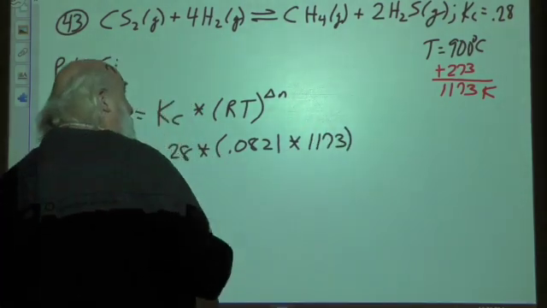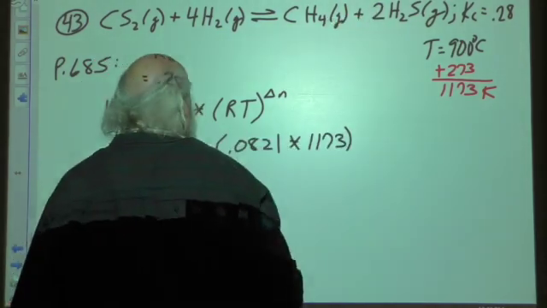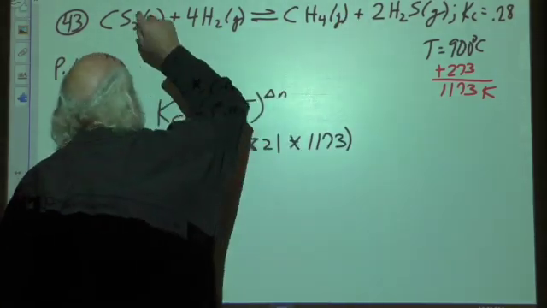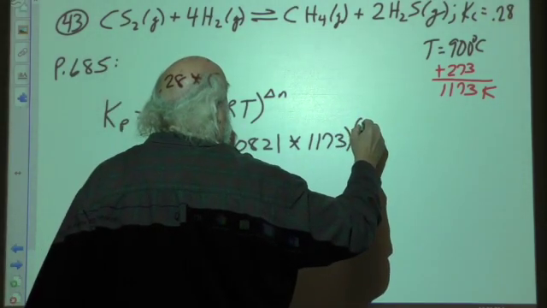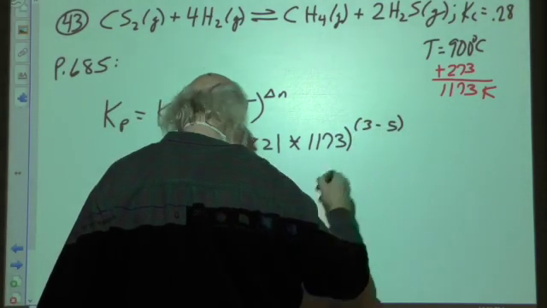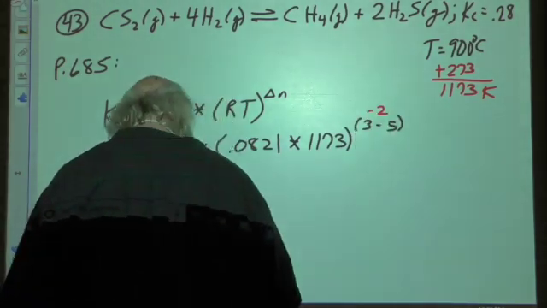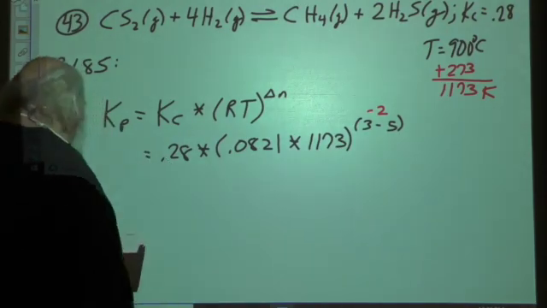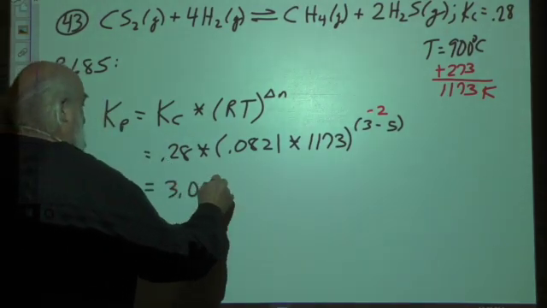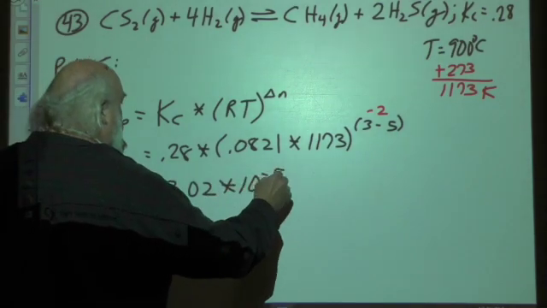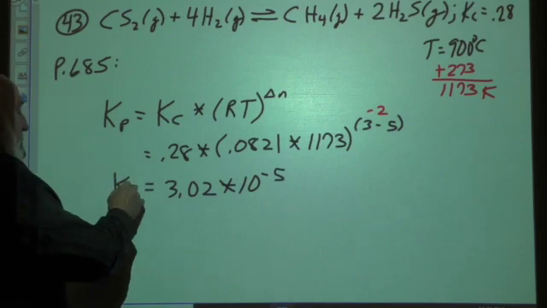Anyway, now comes the delta N. Products, 1 plus 2 is 3. Minus reactants, 1 plus 4 is 5. So this is 3 minus 5, which turns out to be -2. So we plug all that into your calculator, and you get 3.02 times 10 to the -5. And that is your Kp value.